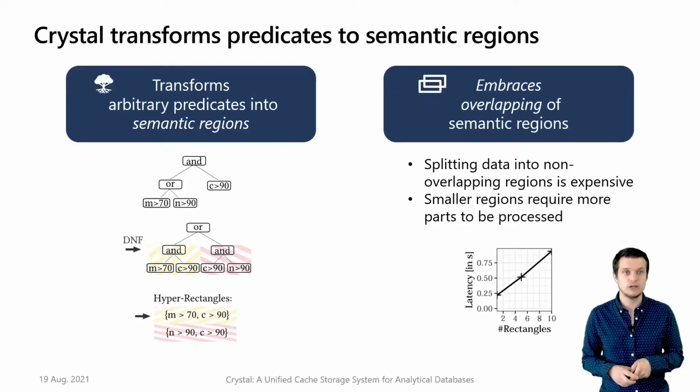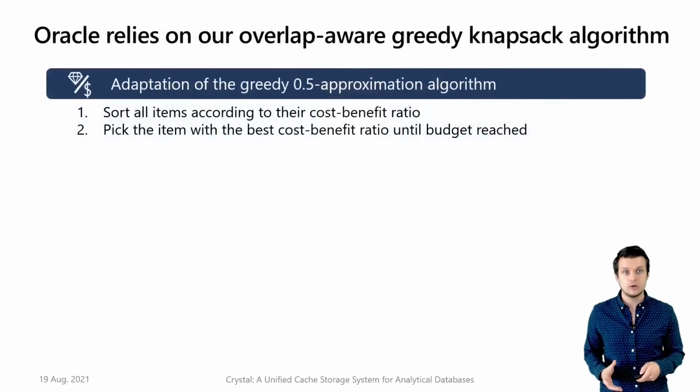That's why we try to minimize the number of regions returned to the host database management system. I already mentioned that the oracle tries to find the optimal set of data items stored in the cache. This problem can also be seen as a knapsack problem. Given a number of regions, we want to find the best optimal set of regions fitting in our cache budget.